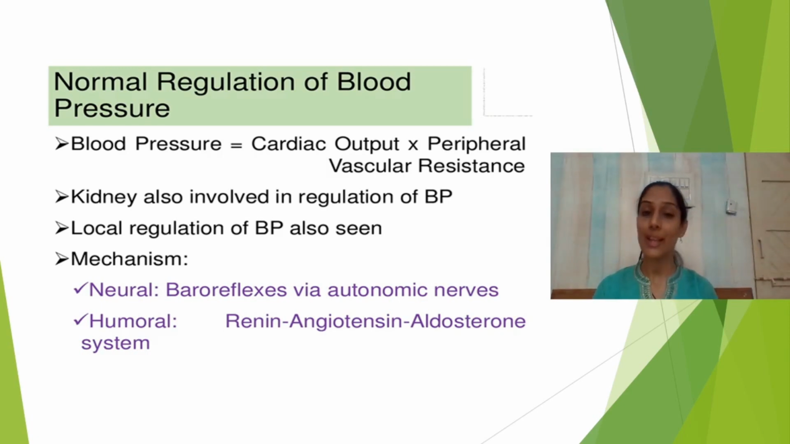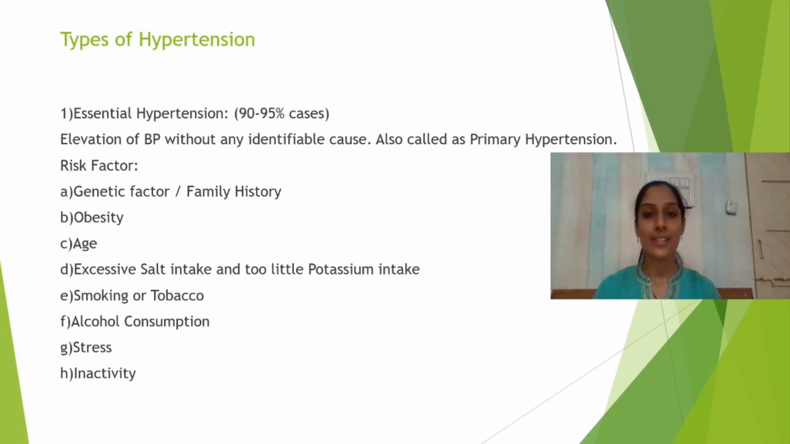So this was about the mechanism of blood pressure. The next is the types of hypertension. Hypertension is divided into two types, essential hypertension and secondary hypertension. Essential hypertension is also called primary hypertension, which is found in about 90 to 95% of cases, but the causes are not identifiable.